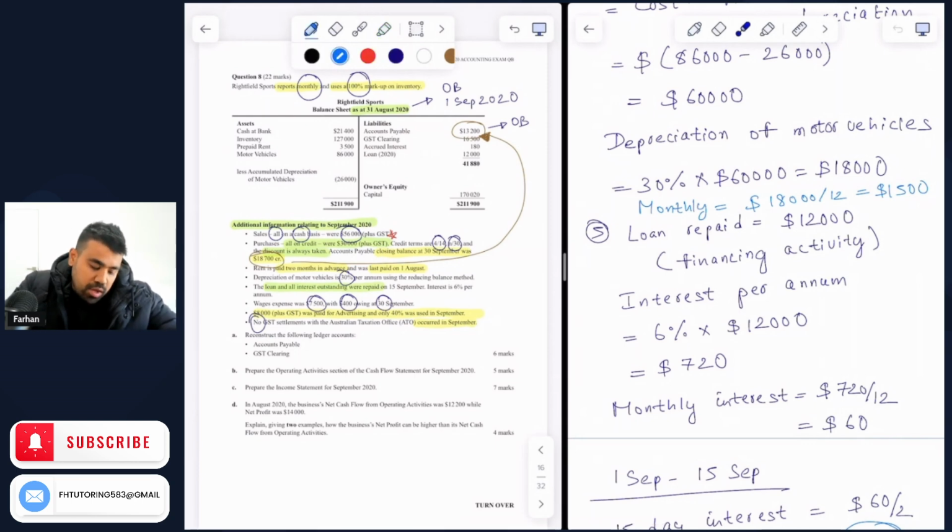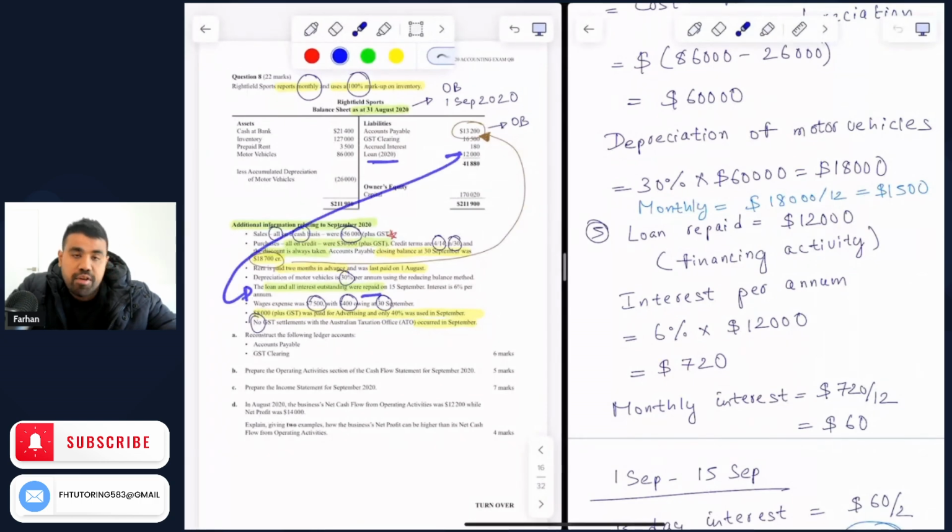Now, if you check the balance sheet at the end of the previous month, which is at 31 August 2020, you can see that under the liabilities section, we have a loan of $12,000. And that is what the question explicitly mentions, that we have paid this off entirely, halfway through the month of September. So the amount of loan that we have repaid is the entire loan of $12,000.